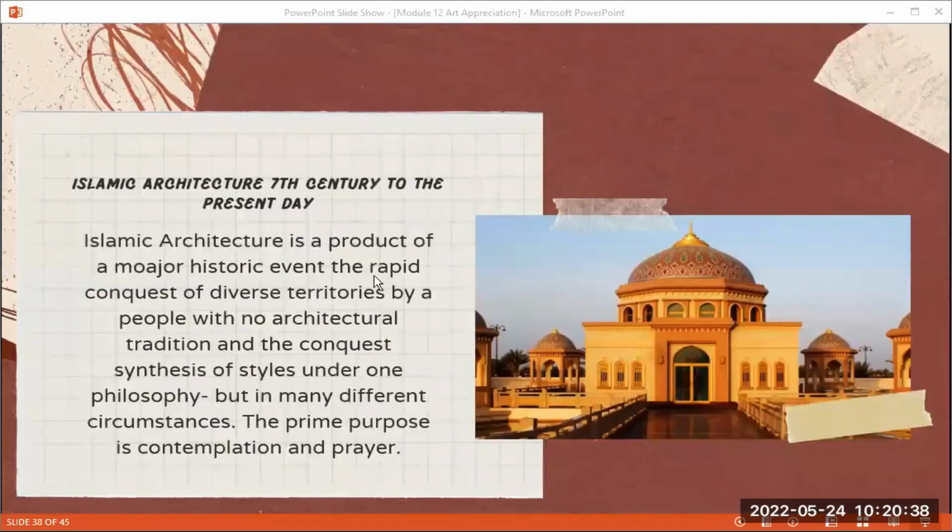Next, we have the Islamic architecture from the 7th century to the present day. Islamic architecture is a product of a major historic event, the rapid conquest of diverse territories by a people with no architectural tradition, and the synthesis of styles under one philosophy, but in many different circumstances. Now, the prime purpose is contemplation and prayer.